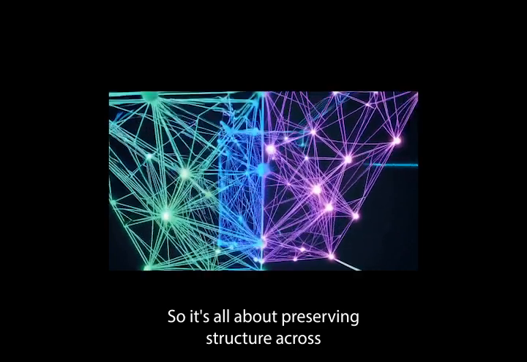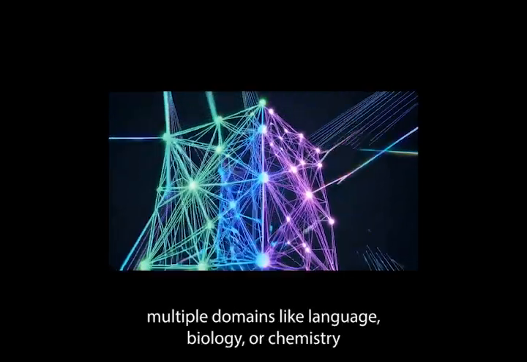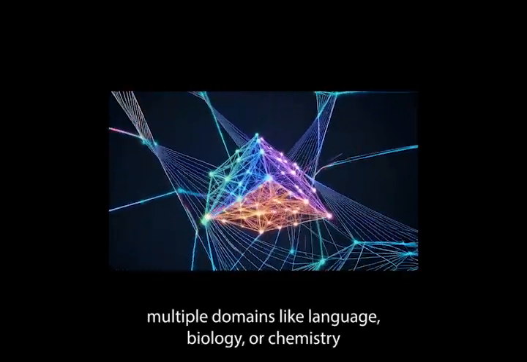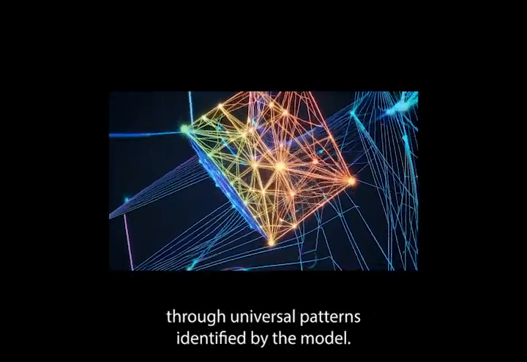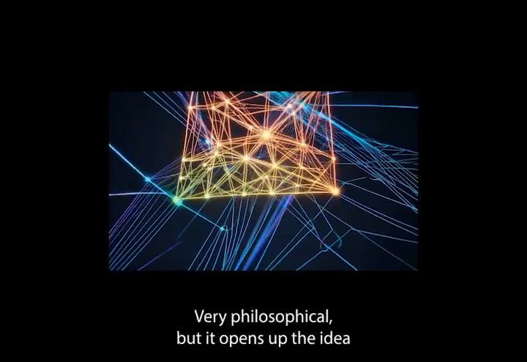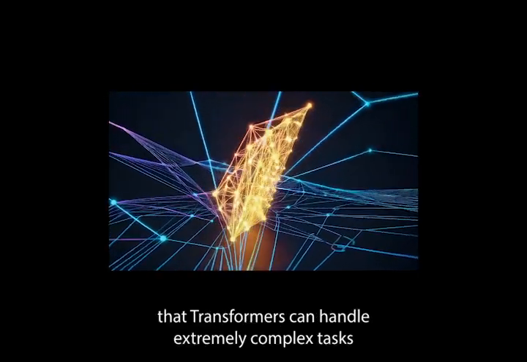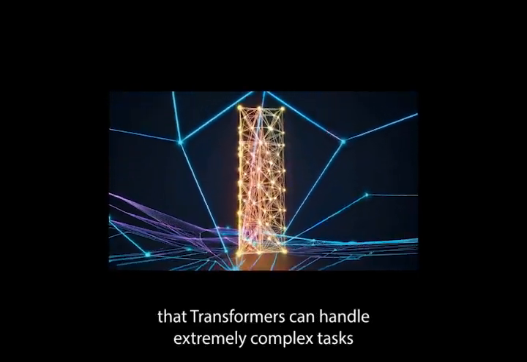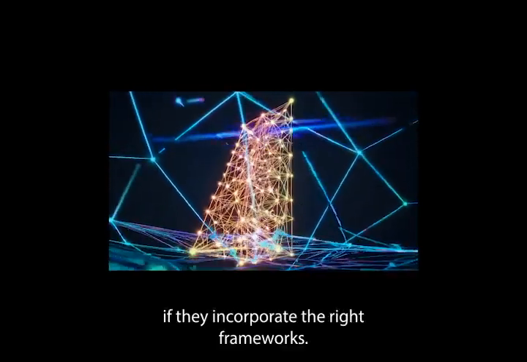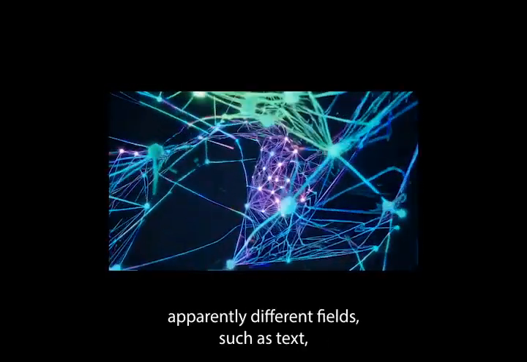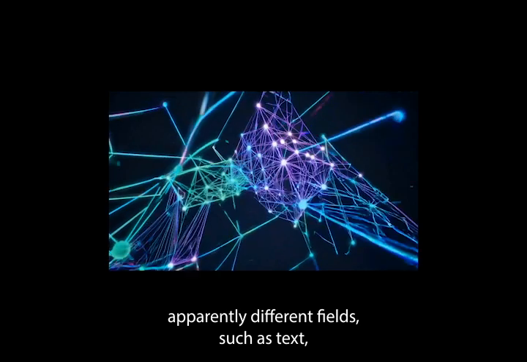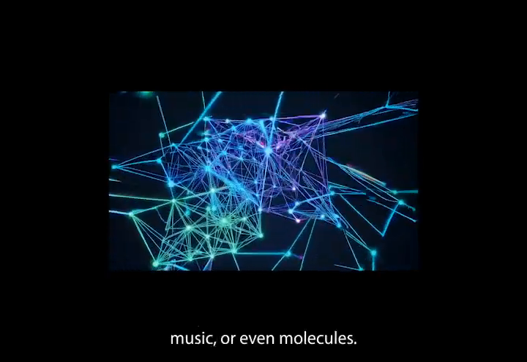So it's all about preserving structure across multiple domains, like language, biology, or chemistry, through universal patterns identified by the model. Very philosophical, but it opens up the idea that transformers can handle extremely complex tasks if they incorporate the right frameworks. And category theory helps us keep the concepts consistent across apparently different fields, such as text, music, or even molecules.